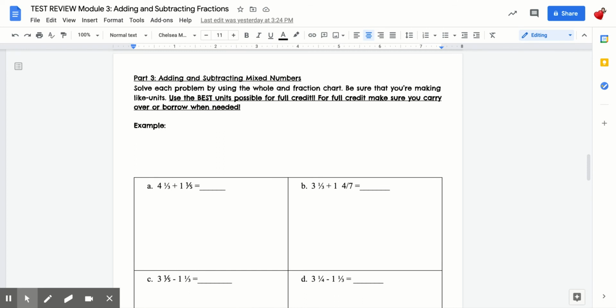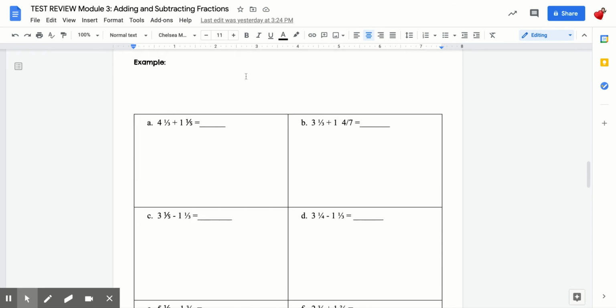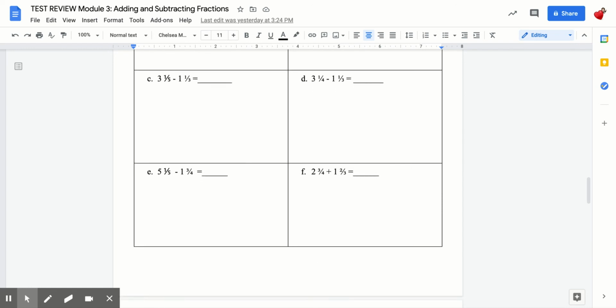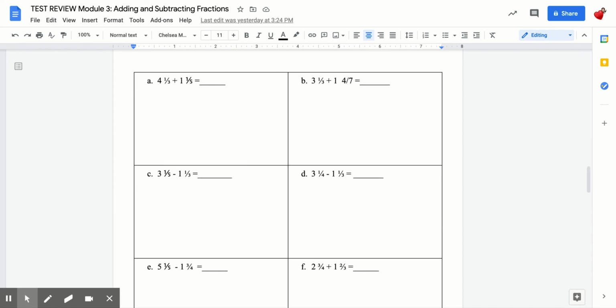When we get into adding and subtracting mixed numbers, this gets a little different, but only a little different. So we are going to work on, let's do B and D. So for B, I need to set up my whole and fraction chart, just like I would any other time. And I'm going to set it up by writing 3 1/3 plus 1 4/7.